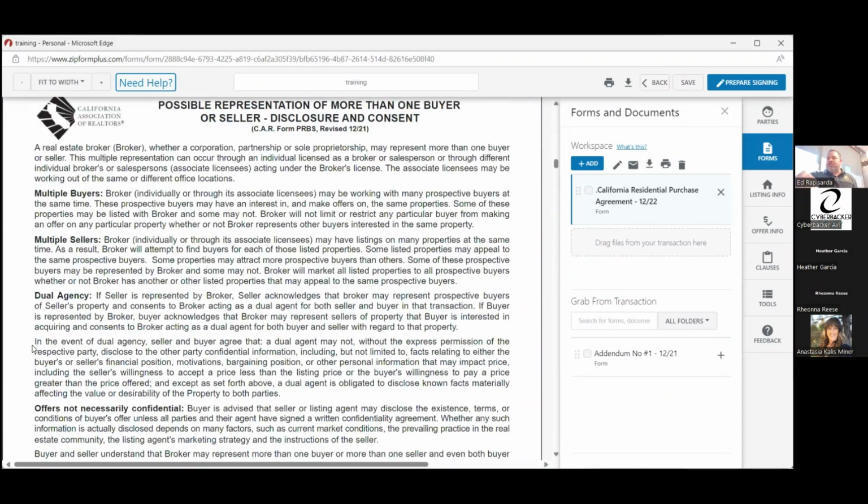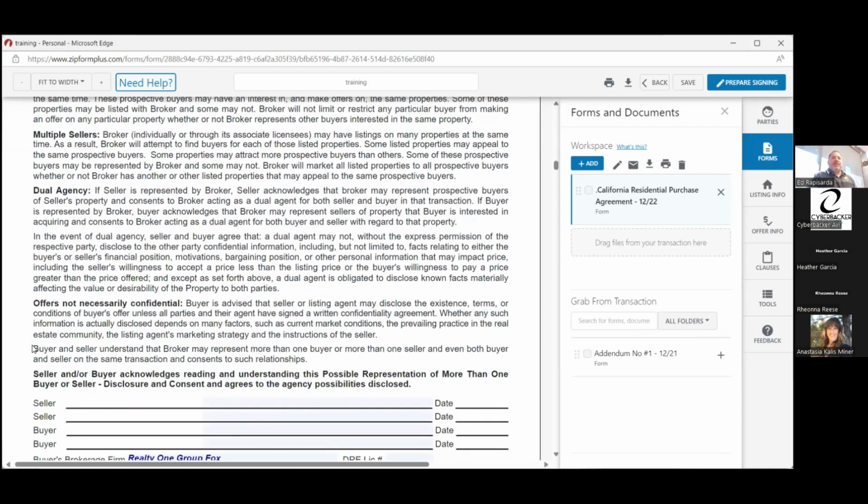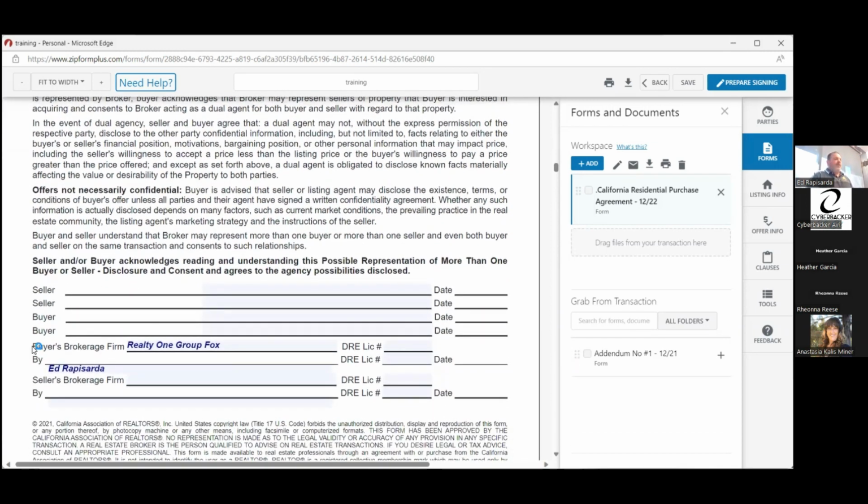Possible representation of seller. It says we work with multiple buyers, we work with multiple sellers, that we, from time to time, provide dual agency. And the last part, offer is not necessarily confidential. That means we can disclose the terms, existence, or condition of the buyer's offer. Where you submit an offer, I can say to the seller, to the other agent, that I do have one offer. It's at asking, or it's at 325,000. And so now you have known existence of this offer.